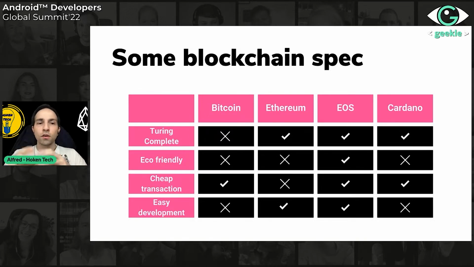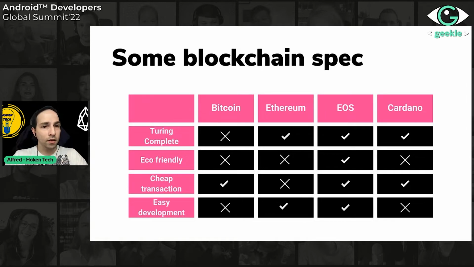We have to know that not all blockchains are similar, because there are some characteristics and specs that not always have what we need. For example, Bitcoin isn't Turing complete, so we have limited operations. It isn't eco-friendly, because we take into account how much our application and smart contract hit the environment. We have cheap transactions in Bitcoin, yes. If we move a lot of information, we spend very little in fees.